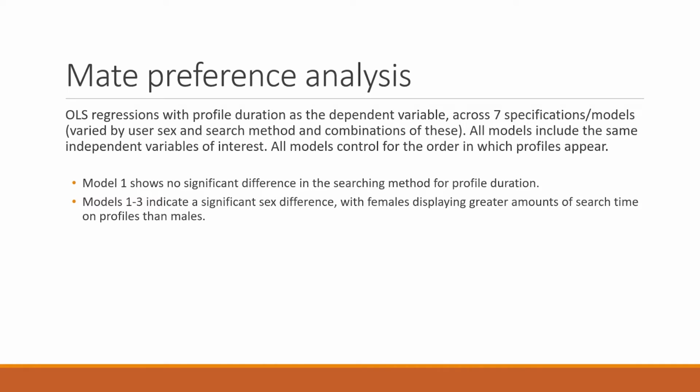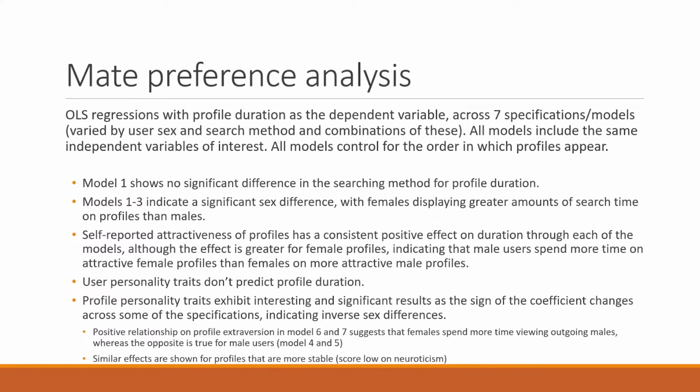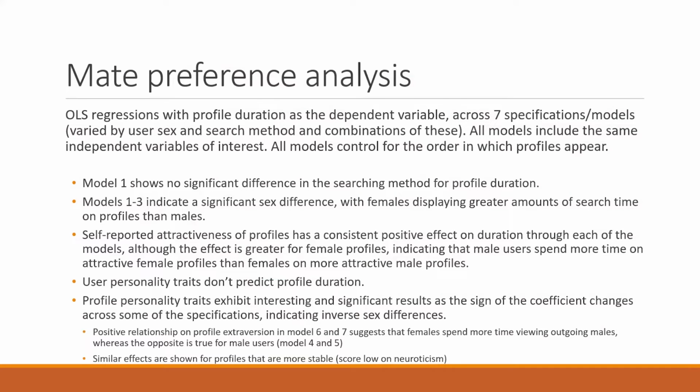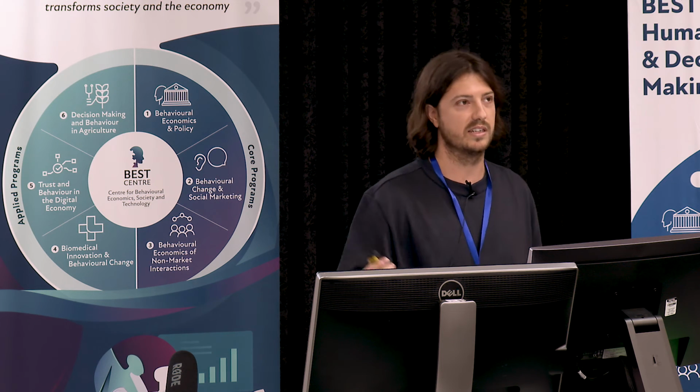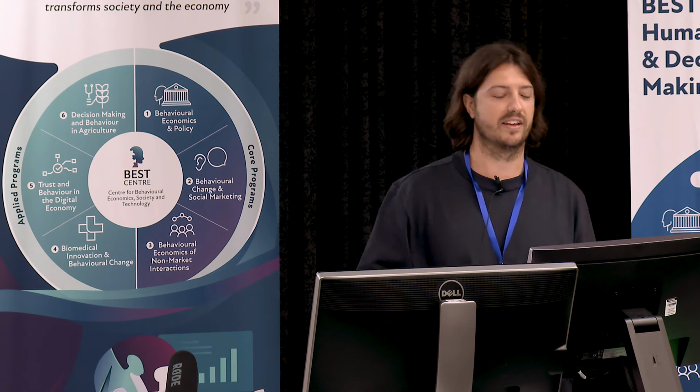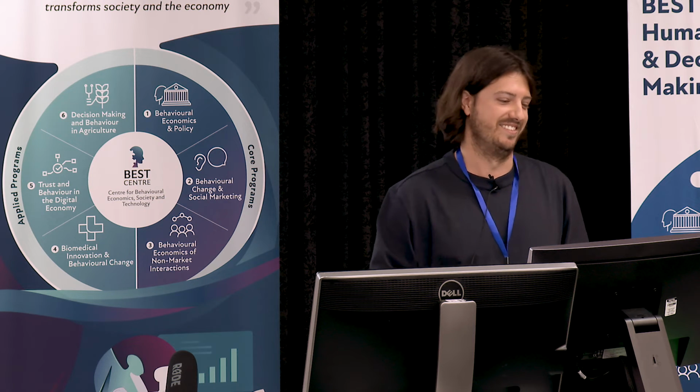So model 1, I do have a very ugly regression here that I'll be basing all this off, by the way. Model 1 shows no significant difference in the searching method for profile duration. So that gets rid of that. But models 1 to 3 indicate a significant sex difference, with females displaying greater amounts of search time on profiles than males. So already we're starting to see that females are a little bit more selective.